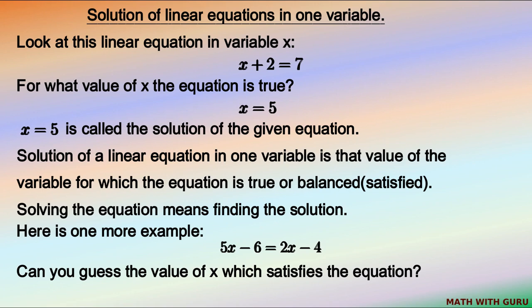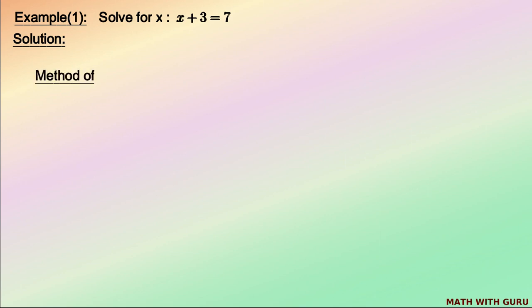Based on the properties of equations, there is a procedure to solve such equations. Let us understand this procedure with the help of some examples. Here is example 1. Solve for x. It's a very simple equation. X plus 3 equals 7. We can guess the value of x here. X is 4. But let us find the value of x using the properties of equation.